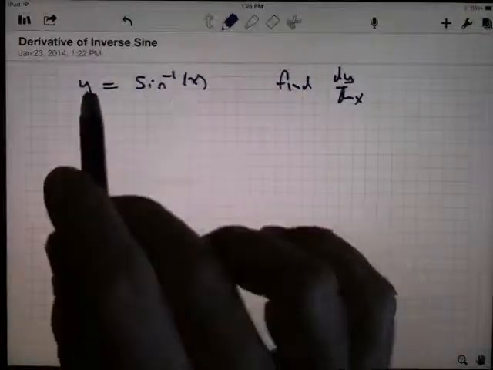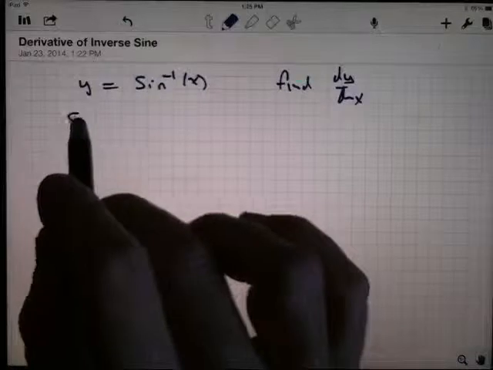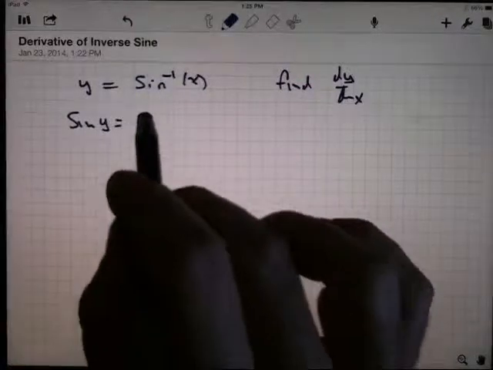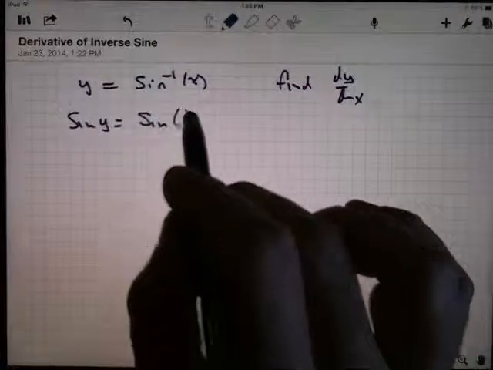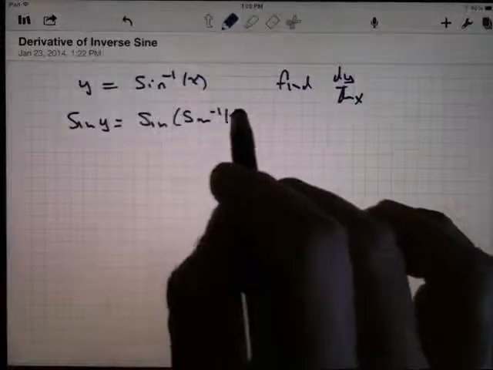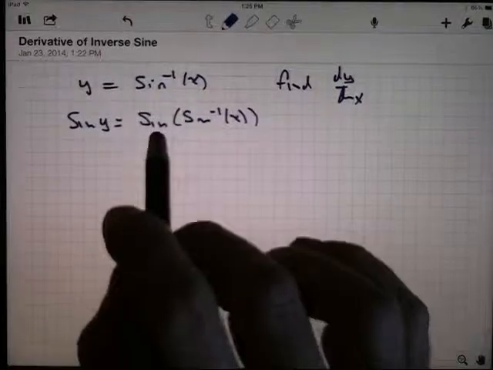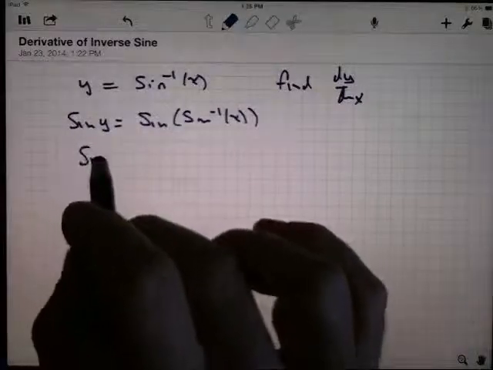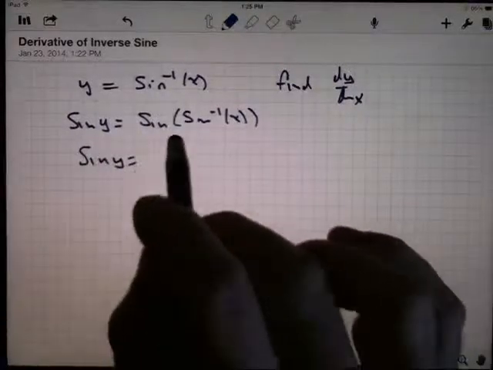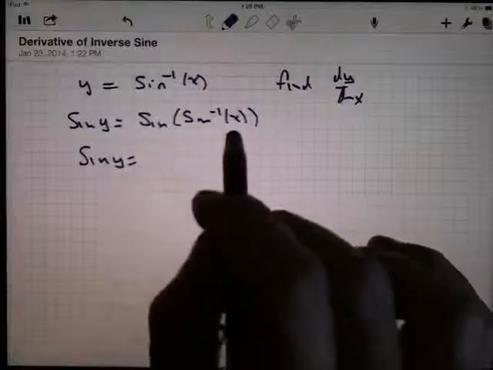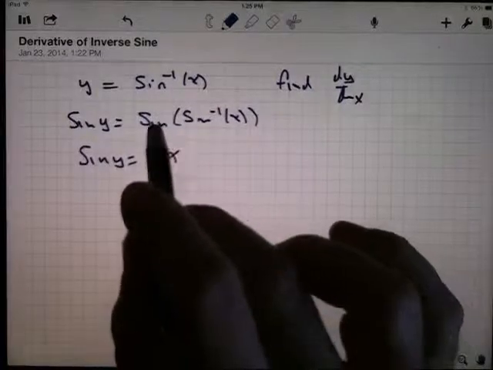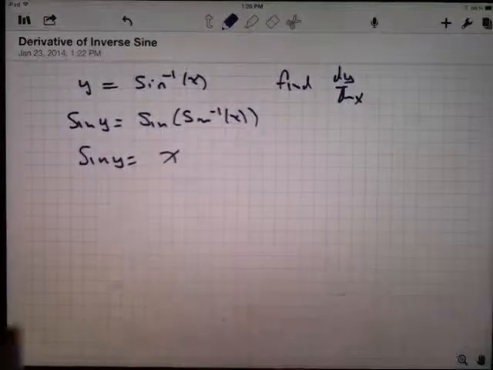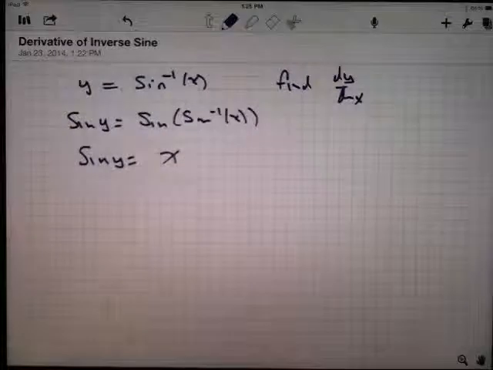I'm going to first of all take the sine of both sides. So I have the sine of y equals the sine of the arc sine of x. And what is the sine of the angle whose sine is x? Well, what's the name of the guy whose name is Harry? It's Harry, right? This is just x. The sine of the angle whose sine is x here. Right.